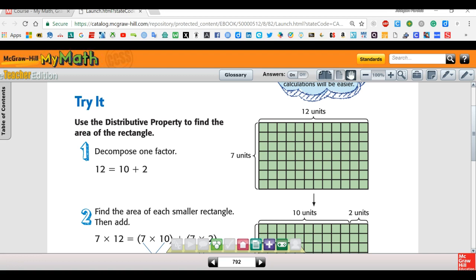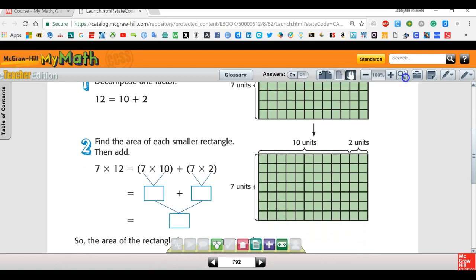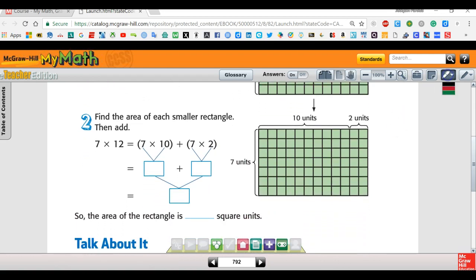Now we're going to take this rectangle and we're going to decompose 12 units into 10 and 2. So now they have this. Now I need to find the area of this rectangle and then the area of this rectangle. Okay. So again, the area is length times width. So for the area of, let's say this is A, 10 times 7, which is 70. Okay. And then the area of this one, which is, well, let's call it B, 2 times 7.